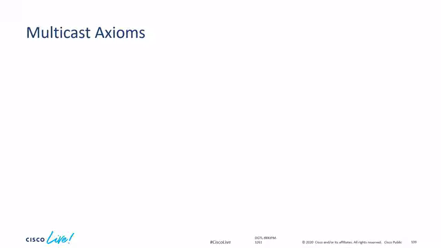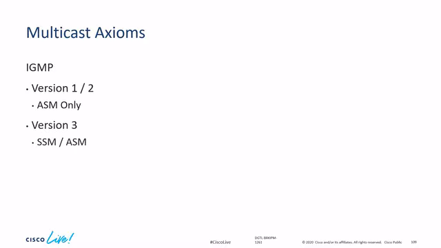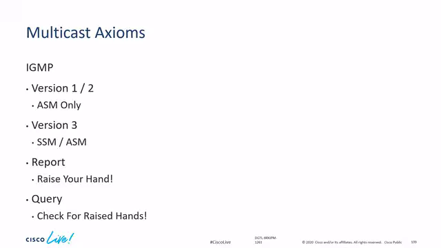Let's go over our multicast axioms. So from an IGMP perspective, remember that version 1 and version 2 are only used to signal for any source multicast because they lack the field to request a specific source. Version 3 supports source-specific multicast, and of course it also supports any source multicast as well. Remember that an IGMP report is where a receiver is raising its hand to receive multicast, and a query is where the router is checking the local segment to see if there are any raised hands.